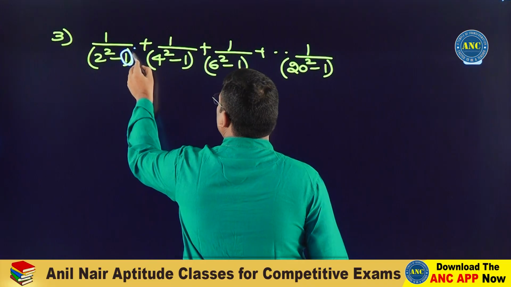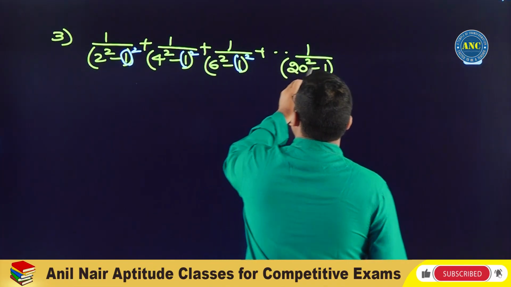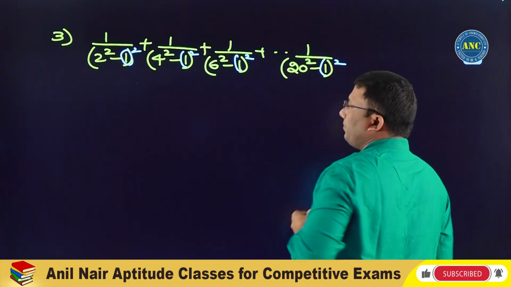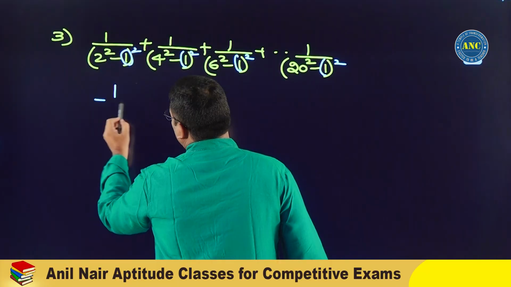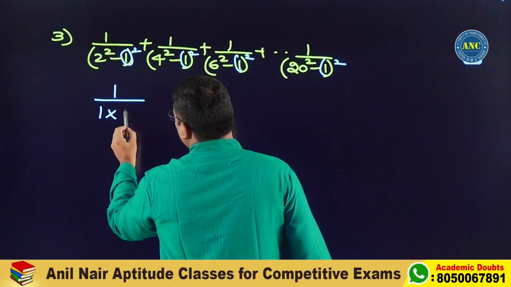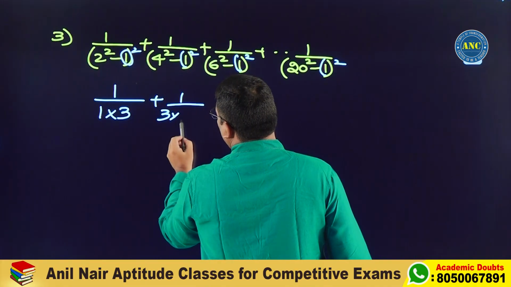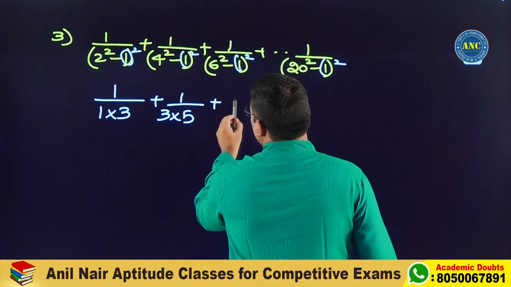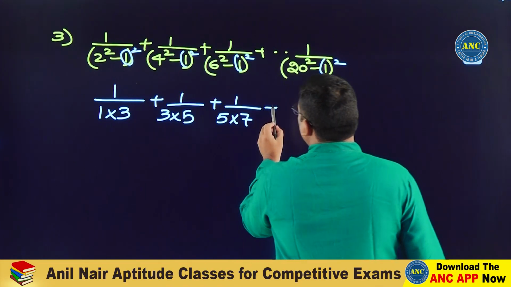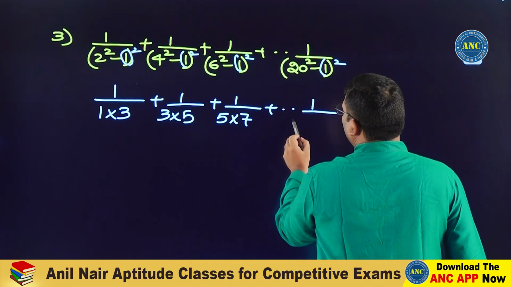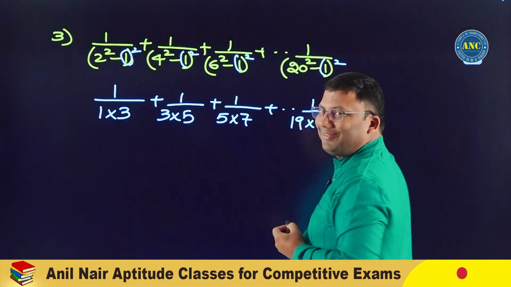1 can be written as 1 square. Here also 1 square. Here also 1 square. Here also 1 square. A square minus B square is A minus B into A plus B. So 2 minus 1 into 2 plus 1, 4 minus 1 into 4 plus 1, 6 minus 1 into 6 plus 1, and so on up to 20 minus 1 into 20 plus 1. Am I right? Please write down.